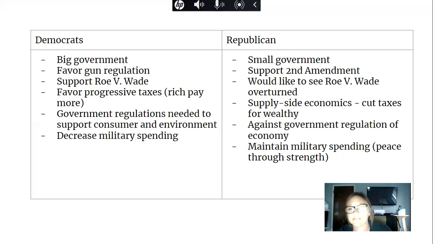They would be completely against government regulation of the economy. So I think in the last slide, we talked about how conservatives prefer free market. So very little government involvement or regulation of economic issues. And then conservatives or Republicans prefer maintaining, at least maintaining, if not increasing, military spending. A lot of the times they would describe that as gaining peace through strength. So if we spend a lot on our military, we ensure peace because we have such a strong military out there.